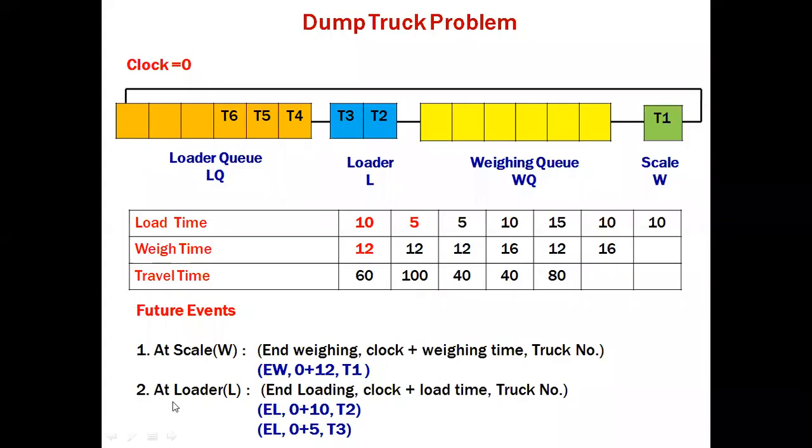So the second future event is at the loader. At the loader we have 2 trucks. So the formula is end loading, which we represent as EL, then the current clock plus the load time. Which is the load time? 10 we will take for the first truck T2, and then we will take 5 for the second truck. And then the truck number. And guys, I always start from the scale. At the scale I put T1, and the rest of the trucks I have put in order itself. So it's better you always go with the order. So at the loader we have EL 10, T2, EL 5, T3.